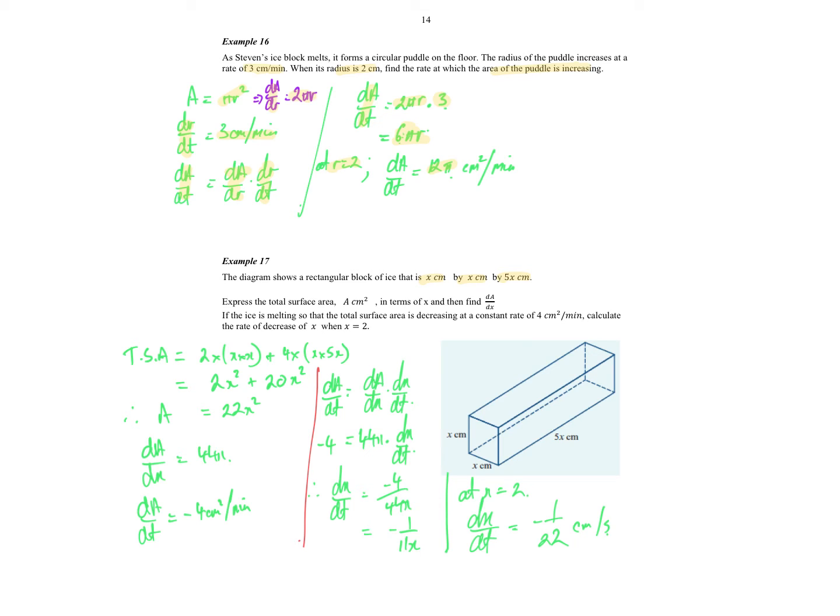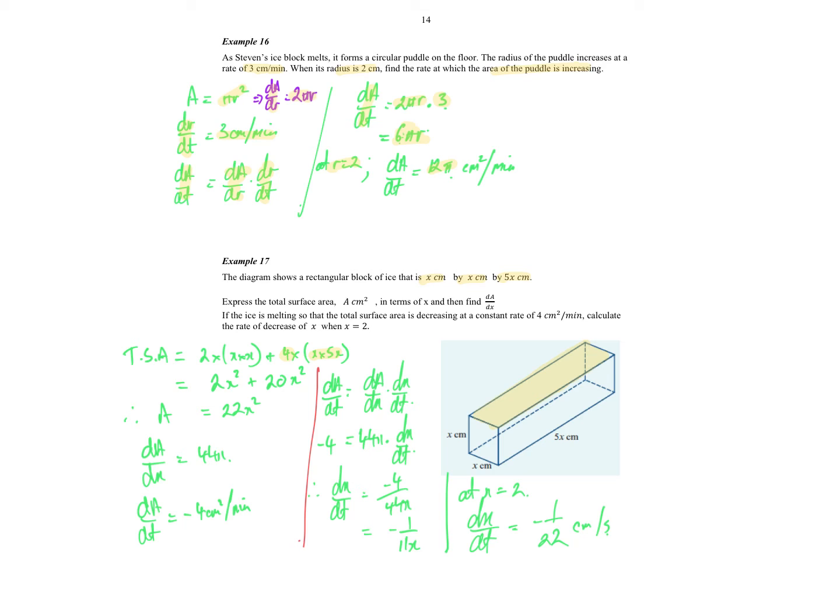Express the total surface area in terms of x. So the surface area is the area of each of the faces. I've got this long area here. In fact, I've got 4 of those side faces, and its dimensions are x by 5. So there's my x by 5 by 4.